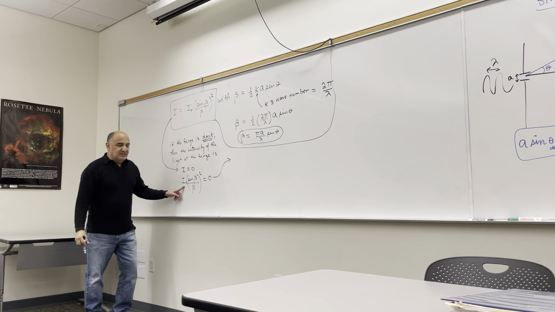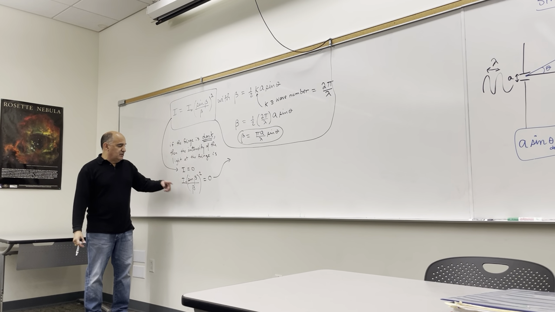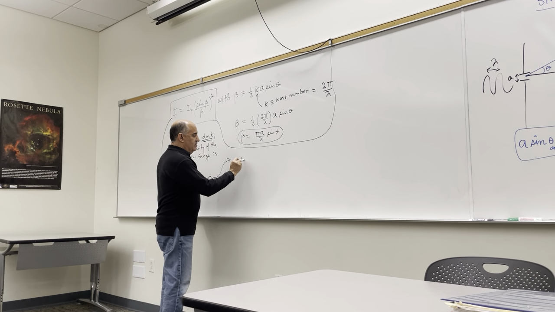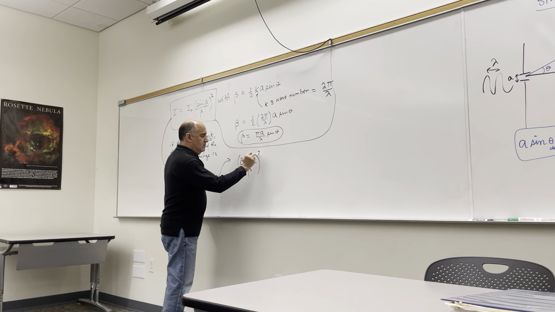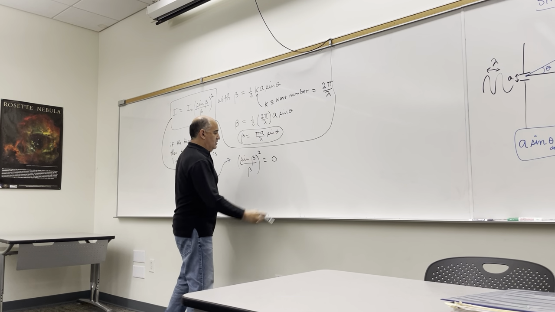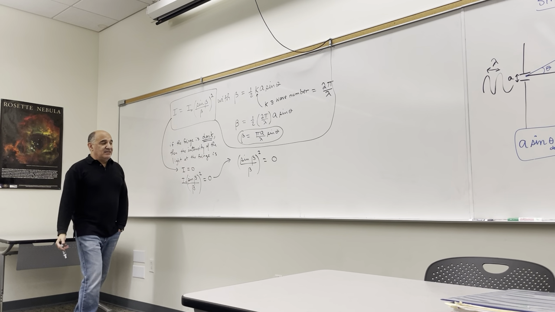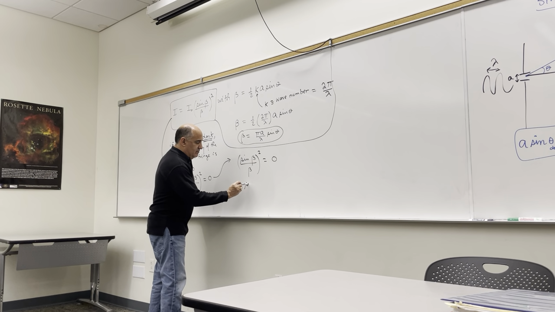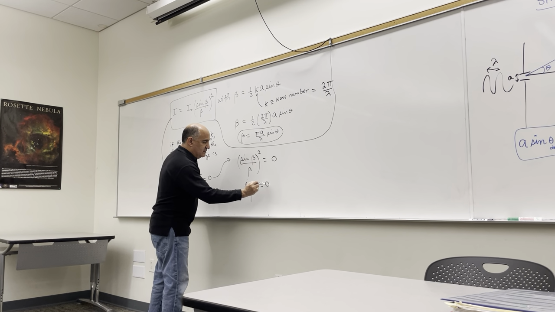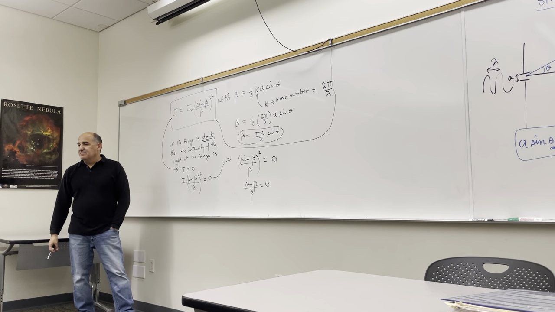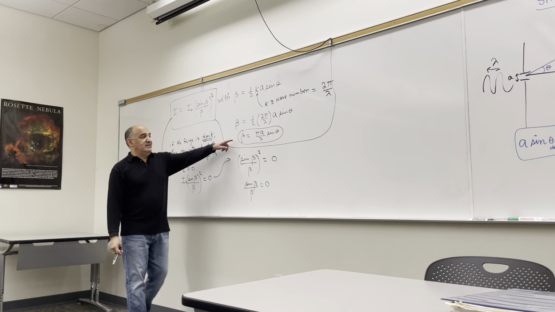Well, the intensity in the forward direction is not zero. So I can divide by I sub zero and I get the sine of beta over beta squared is equal to zero. And that means that the sine of beta over beta has to be zero, where beta is this.